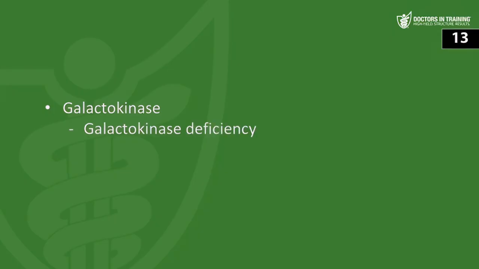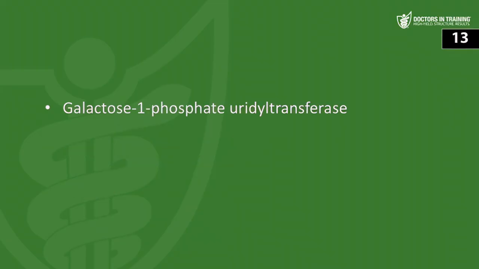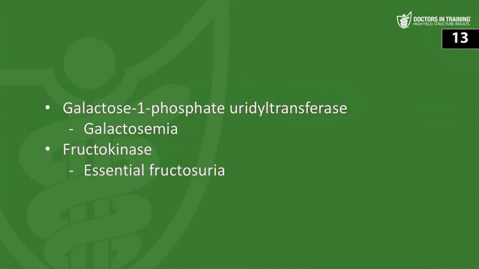galactokinase causes galactokinase deficiency, which is that milder form of galactosemia. Aldolase B deficiency causes fructose intolerance. Lactase deficiency causes lactose intolerance. Galactose 1-phosphate uridyl transferase deficiency causes galactosemia. And the last one is fructokinase deficiency, which causes essential fructosuria. That's it for the HMP shunt.